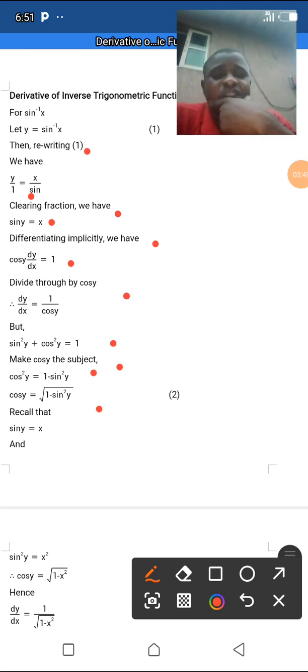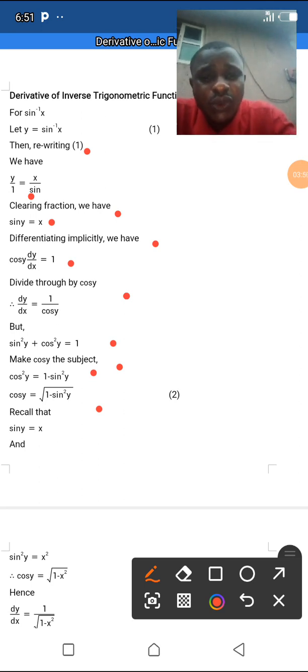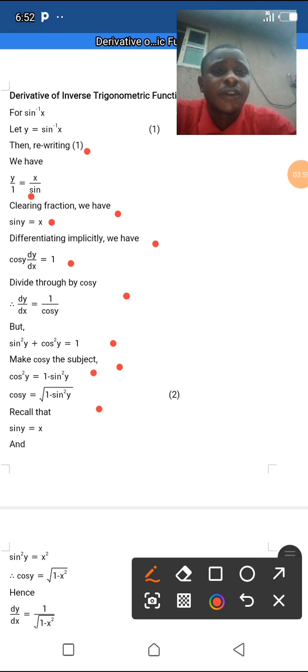That is to say, at this point, you have removed this square, and if you remove the square at the left hand side, it means that you are going to take the square root of the right hand side. That is to say, we take the square root of both sides.